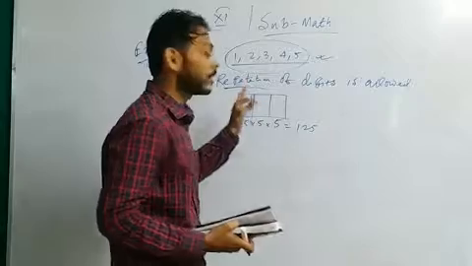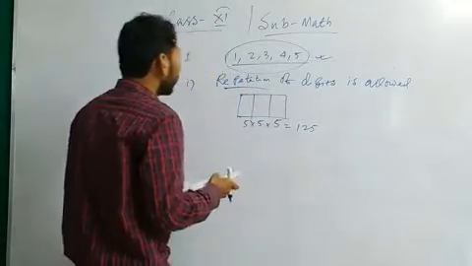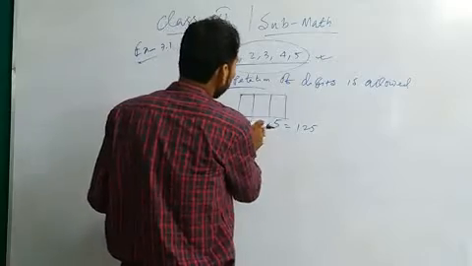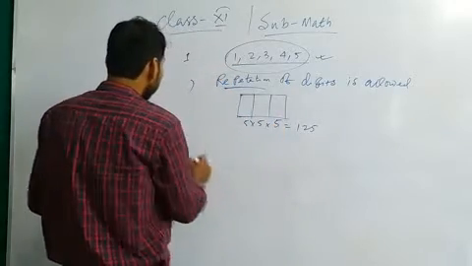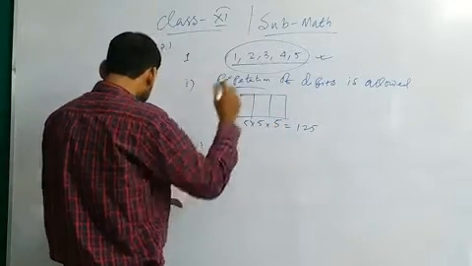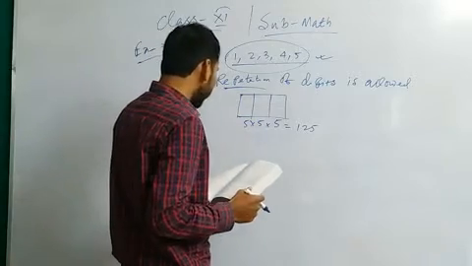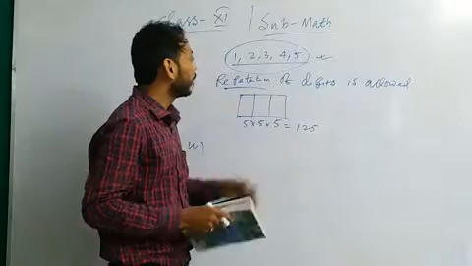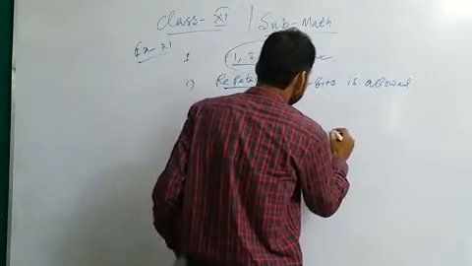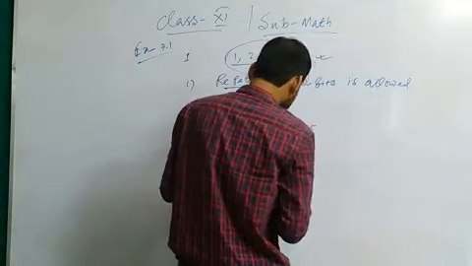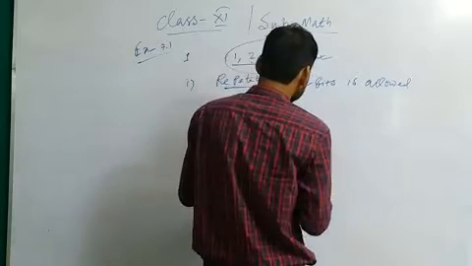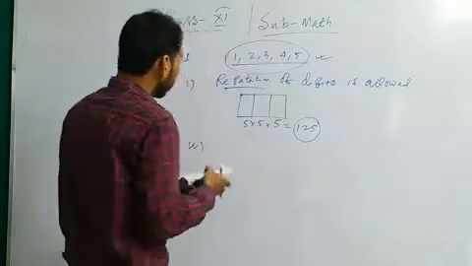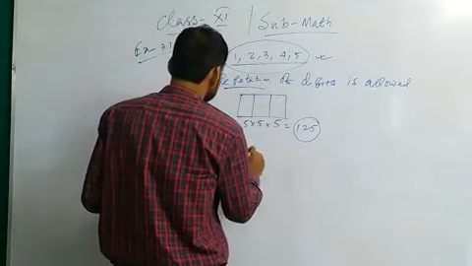Since repetition is allowed here, all the digits can be used 3 times. That means 5 into 5 into 5, and the answer is 125. So how many 3 digit numbers are formed here? 125 numbers. 125 three digit numbers can be formed here. Okay, now the second condition.